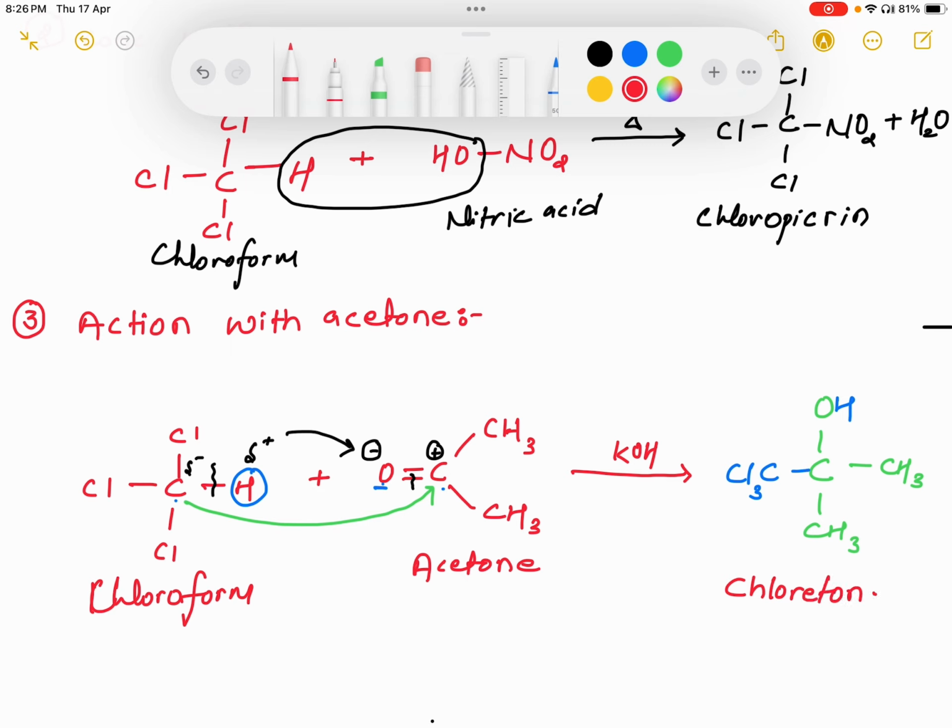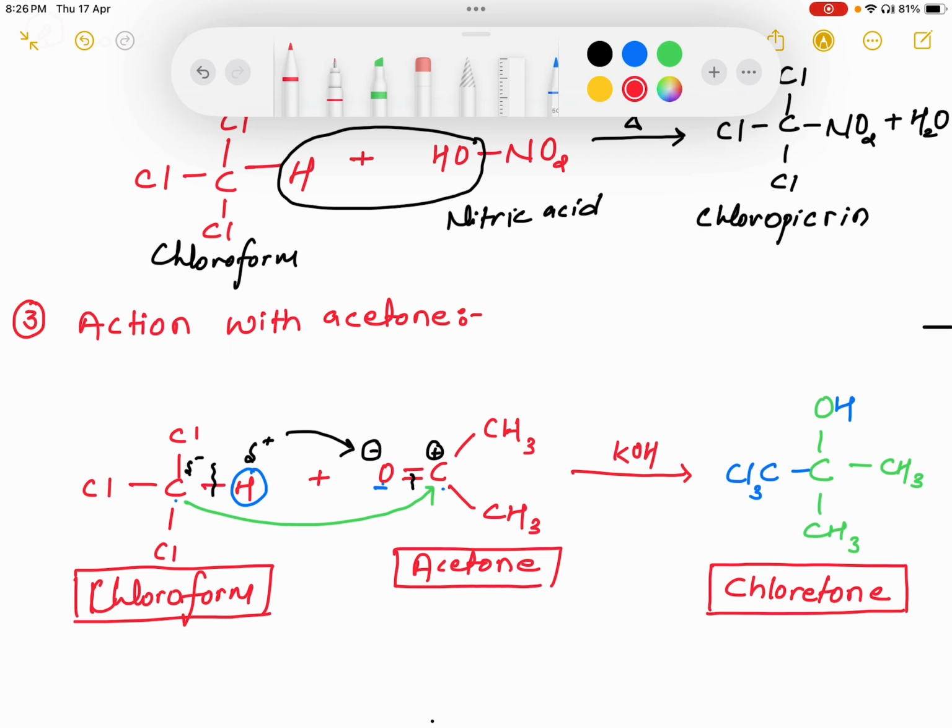Chloretone, or we also call it 1,1,1-trichloro-2-methylpropan-2-ol. So better you remember chloretone. In most places you will find the word chloretone. So how is it formed? When chloroform is treated with acetone, chloretone is formed. When chloroform is treated with nitric acid, or concentrated nitric acid, it forms chloropicrin.